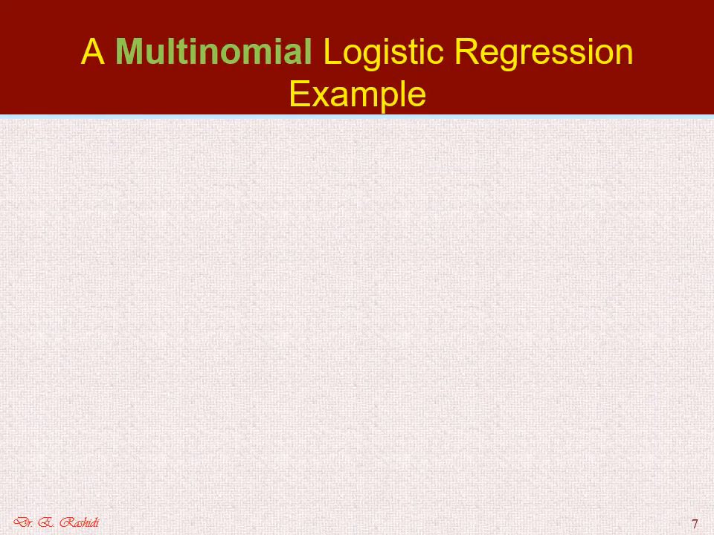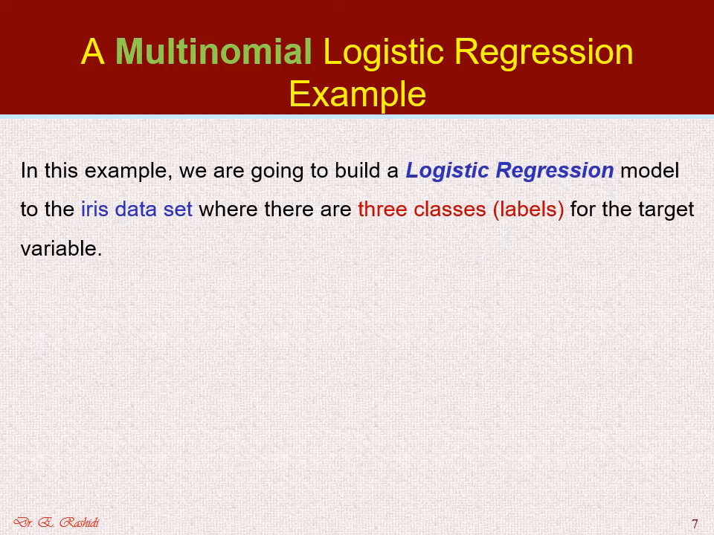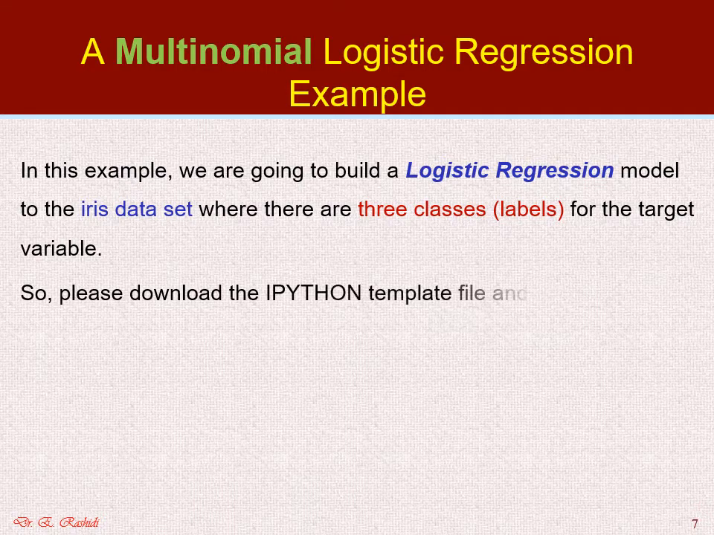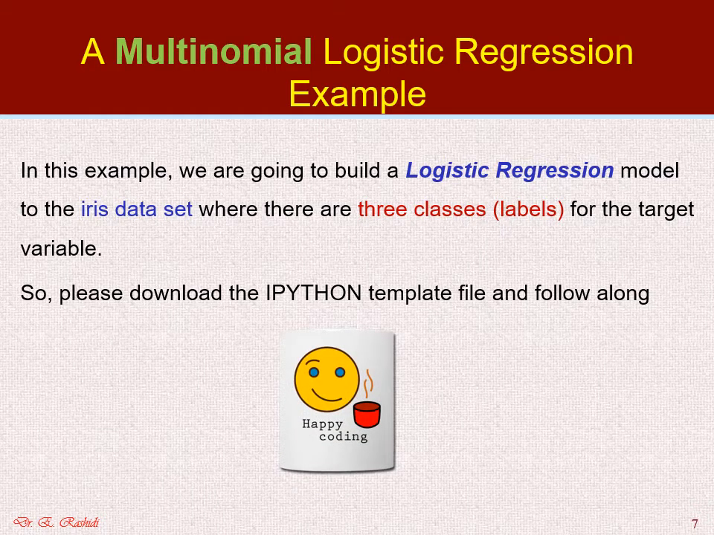A multinomial logistic regression example. So now we want to see the application of logistic regression on a multi-class classification problem. In this example, we are going to build a logistic regression model on the iris dataset that we have seen before, where there are 3 classes or labels for the target variable. So please download the IPython template file and follow along. Happy coding.